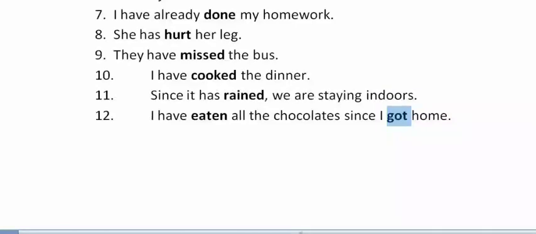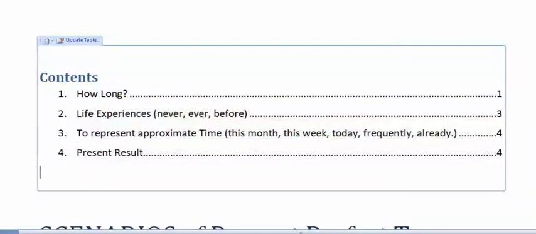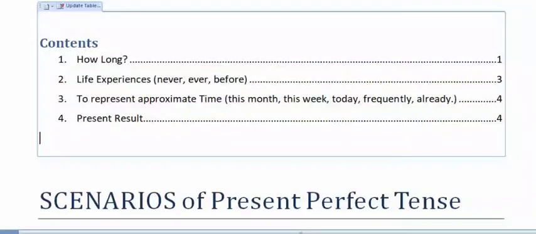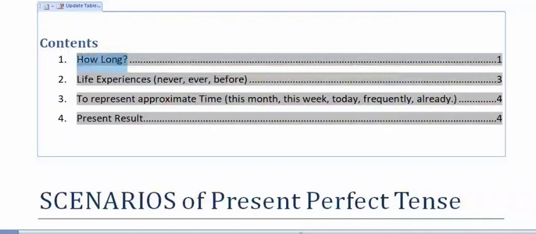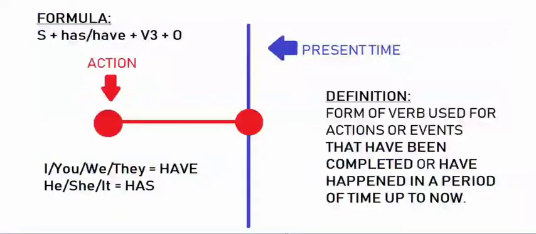Let's do that. So, which are the 4 different scenarios in which you should use the present perfect tense? If you want to represent how long of something, if you want to narrate the life experiences, if you want to represent approximate time, and if in case you want to talk about the present result.